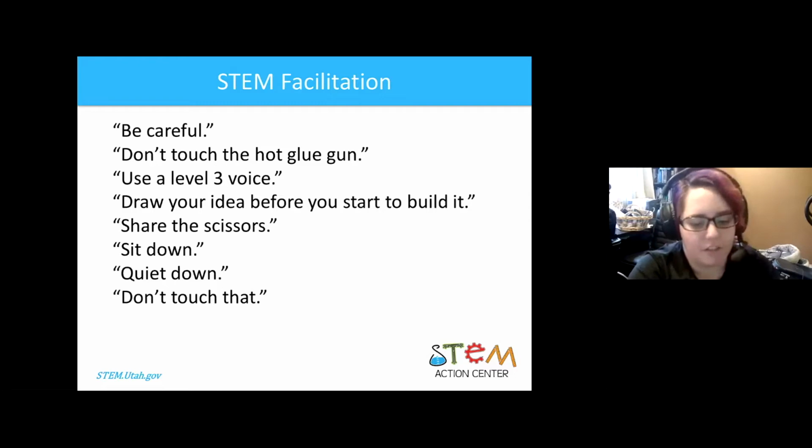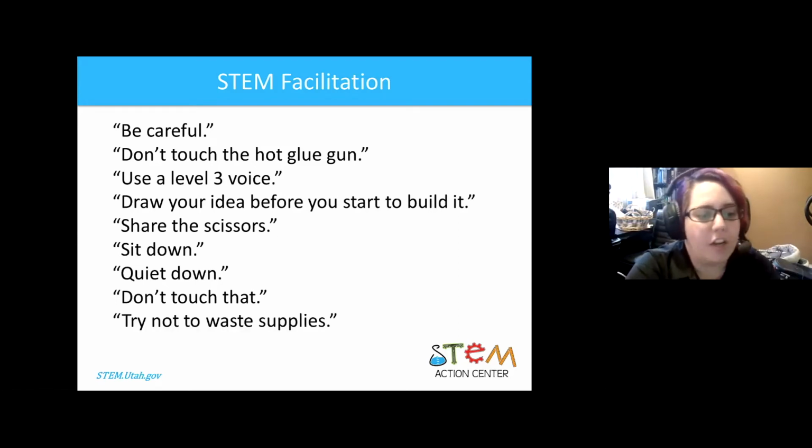Again, things that are phrased in a negative, like "don't touch that," are really hard for a student to remember what they should be doing instead. "Try not to waste supplies" is one that we hear all the time. Supplies are a huge component of STEM learning, and sometimes we get anxious about what we have and what we don't have. So it's a lot more helpful to say everyone gets 2 pieces of cardboard than it is to say don't do this or try not to use the supplies.